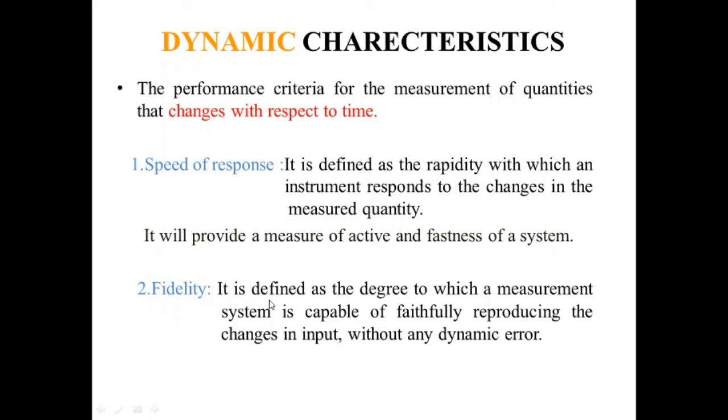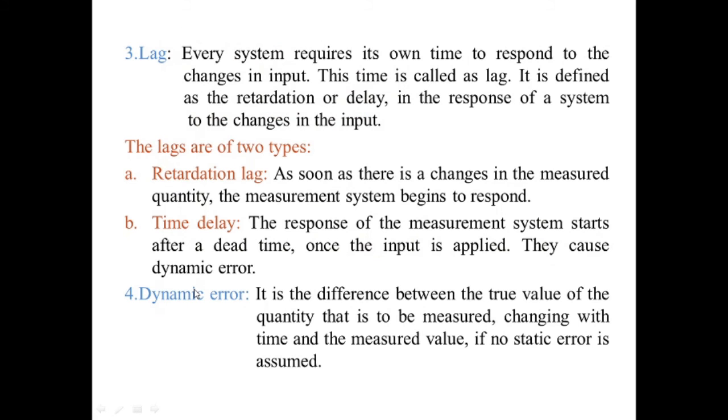The second one is the fidelity. It is defined as the degree to which a measurement system is capable of faithfully reproducing the changes in input without any dynamic error. Once we make a measurement under certain conditions, and we repeat the same measurement under the same set of conditions, then the output should be the same. A measure of that we call the fidelity. And the third one is the lag. Every system requires its own time to respond to changes in the input. This we call the lag.